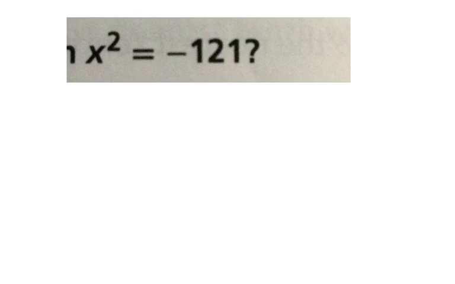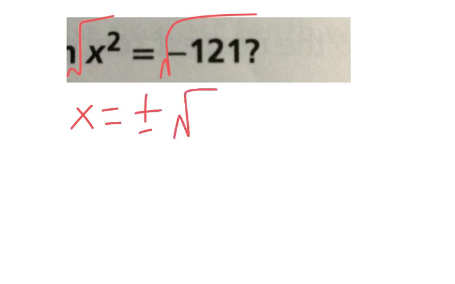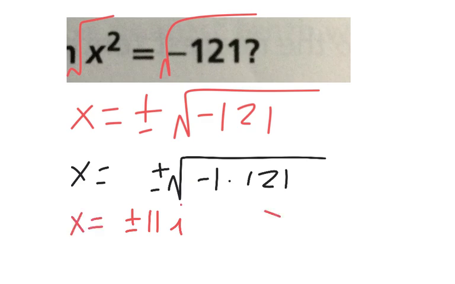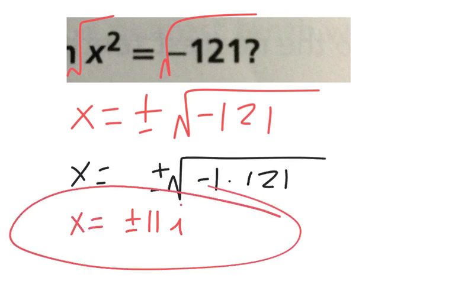So here's what we do. I can take the square root of both sides, right? I'm going to go quick, I know. x equals plus or minus the square root of -121. I can rewrite -121 as -1 times 121. What's the square root of 121? What number times itself is 121? It's 11. So that comes outside the radical. What's the square root of -1? The imaginary number. So x is plus or minus 11i.